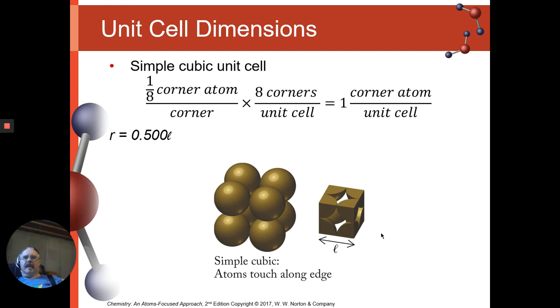Okay, so for a simple cubic unit cell, if we slice it this way, we'll see this in just a moment. Each corner atom is shared by 7 other unit cells. So this is just 1/8 of an atom, and then there's 8 corners of the cube. Okay, so the radius of the cell is half of the length of a side.